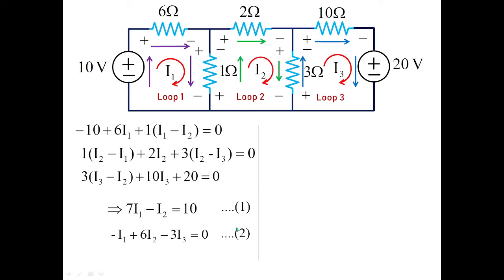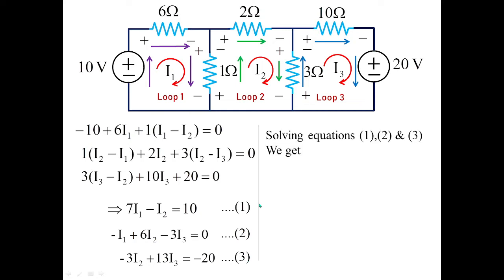So this will take as equation 2. And finally we have this third equation, which is 3(I2 minus I1) plus 10 I3 plus 20 equal to 0, which gives us minus 3 I2 plus 13 I3 is equal to minus 20. Now this is equation 3.